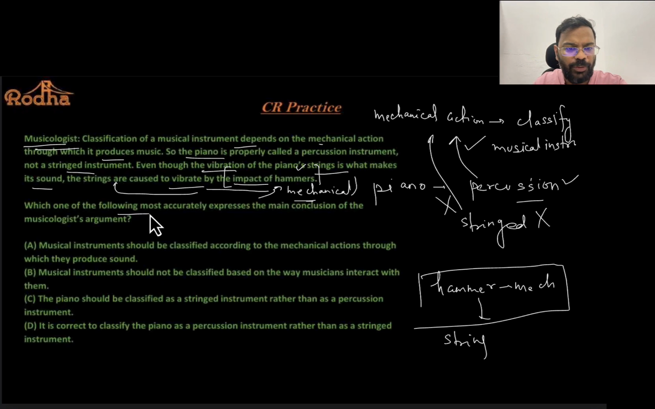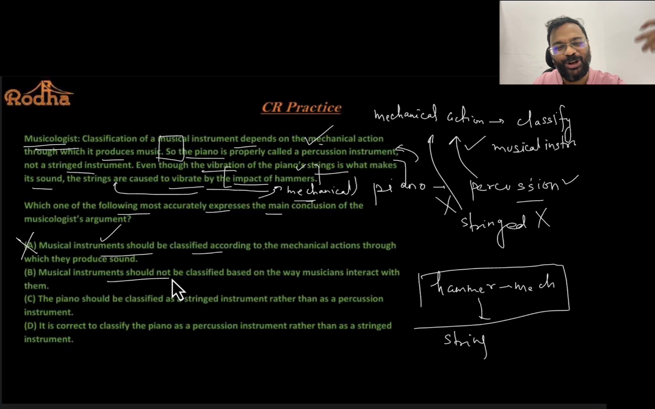Which one of the following most accurately expresses the main conclusion of the musicologist argument? So it's fine, he's talked about a process. We have to talk about the piano here because so this is the claim and this is what is supporting it. Musical instruments should be classified according to the mechanical actions through which. Great, but this talks about musical instruments and we have to talk about piano. Musical instruments should not be classified based on the way musicians interact. Nothing about being spoken. Absolutely weird option. One of the easiest option that I can eliminate.